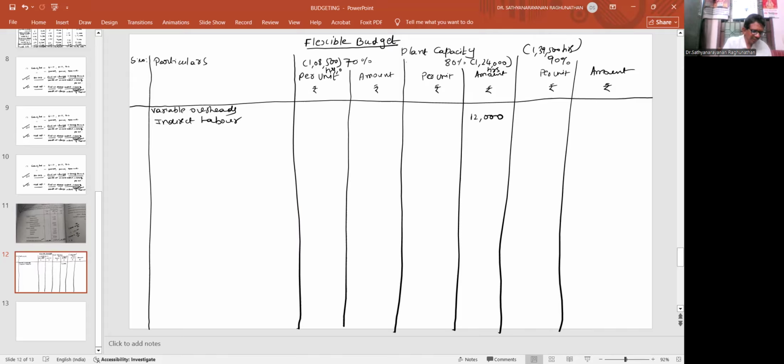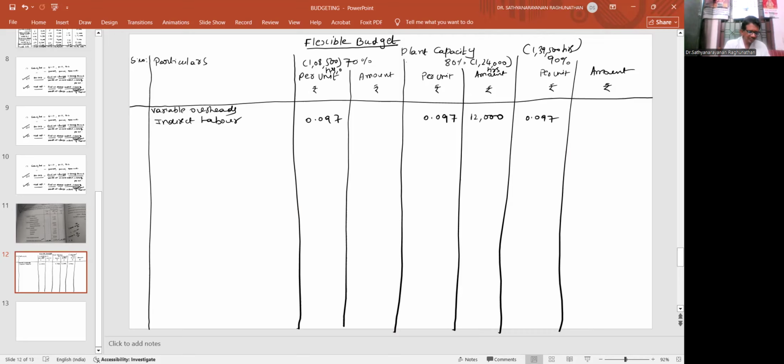12,000 divided by 1,24,000. 0.0967, 0.097. Okay. Here, per unit for variable overhead will remain same for all levels of capacity. At 80% level per unit is 0.097. Similarly, 70% is also 0.097. And then for 90% is also 0.097. Okay. Now, this one only will vary.